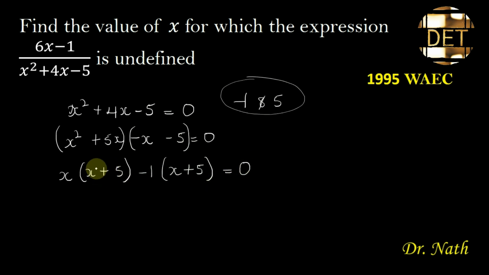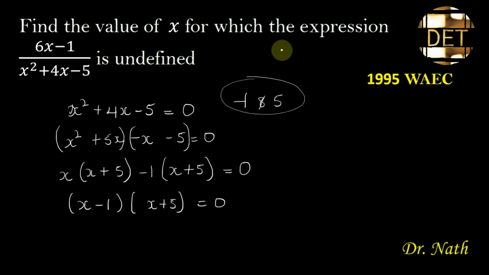Since what we have within this bracket and what we have within the other bracket are the same, I'm going to take one of them. So this will be x minus 1, bracket close, bracket, x plus 5, bracket close, equal to 0. With this, I've resolved this expression.